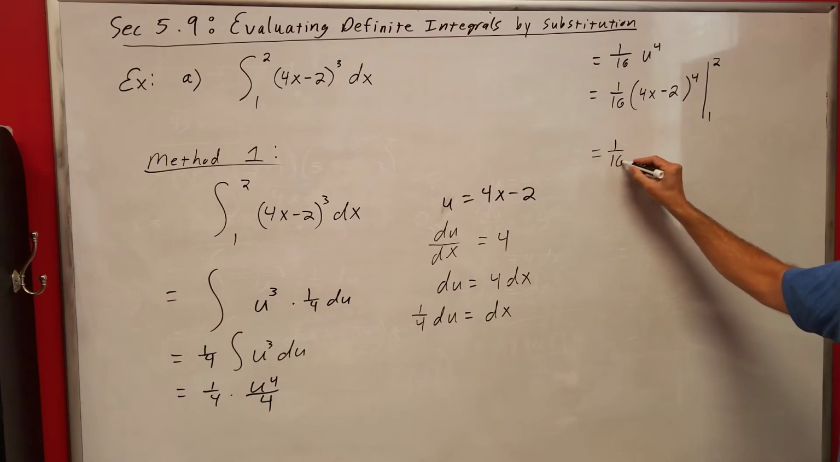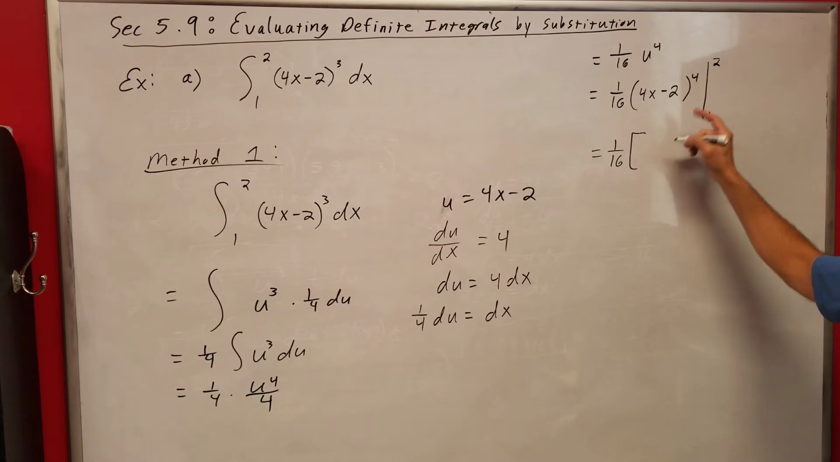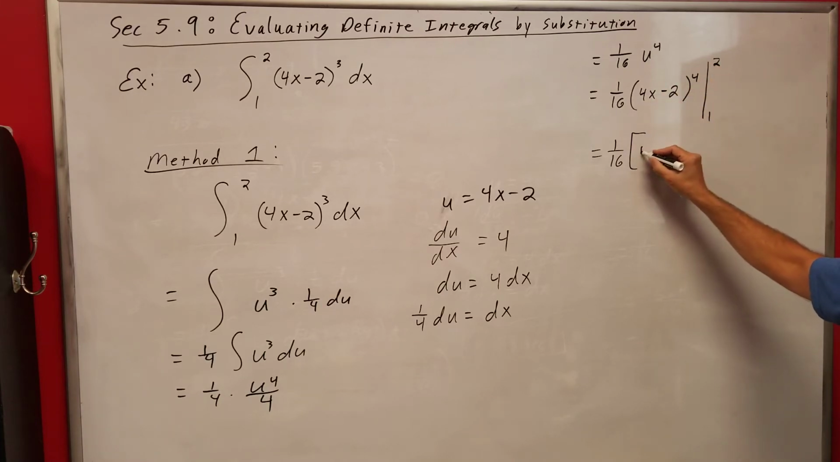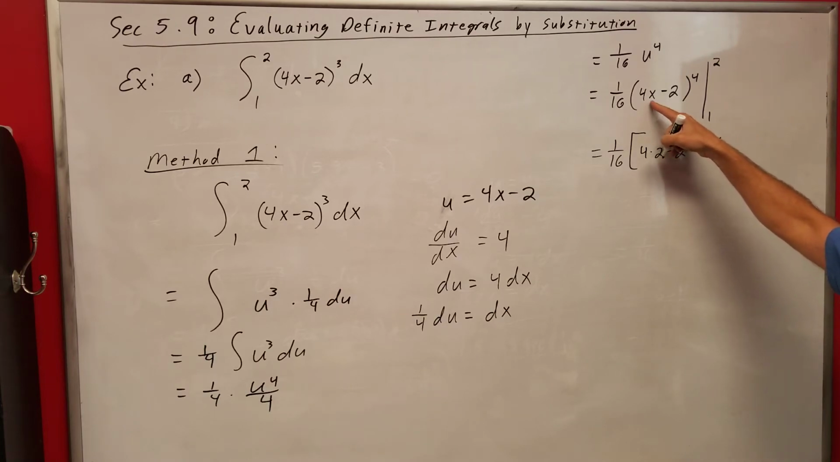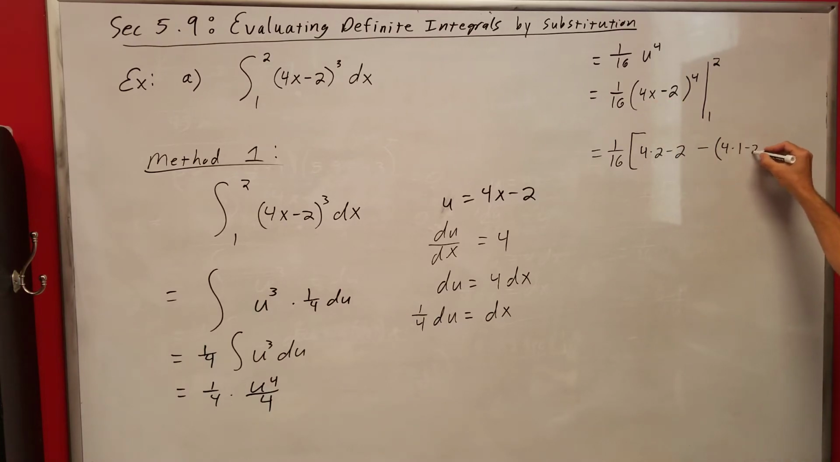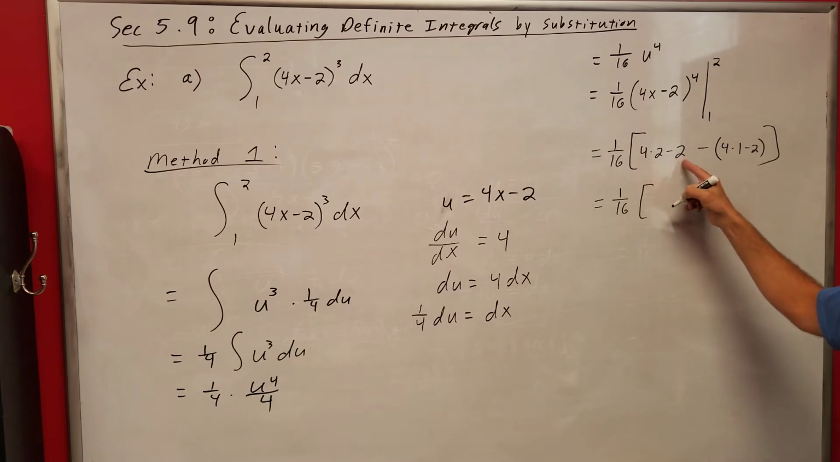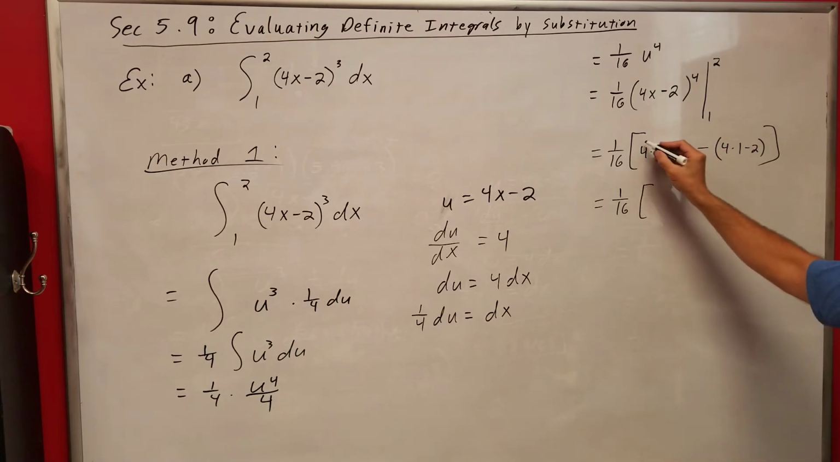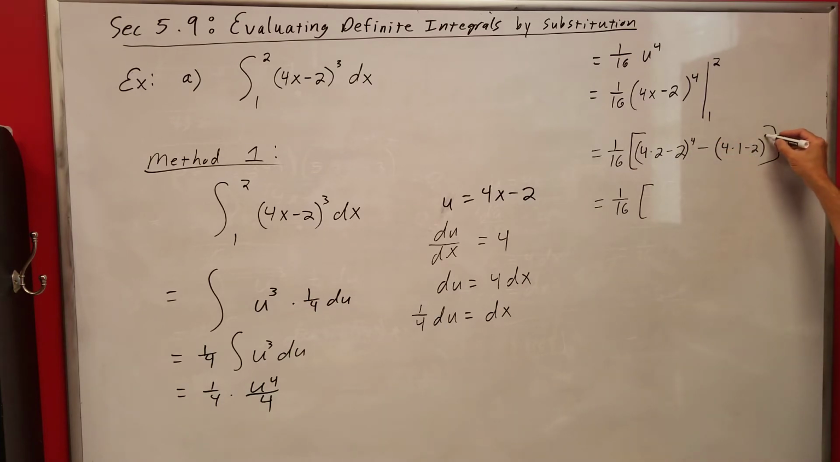So you have 1/16 times 4 times 2 minus 2, minus 4 times 1 minus 2. All right, so that gives you what? 1/16, and what is that? 8. Well, what do I need to do here? I need to raise that to the 4th, right? And I need to raise that to the 4th as well. So put a 4 there and there.